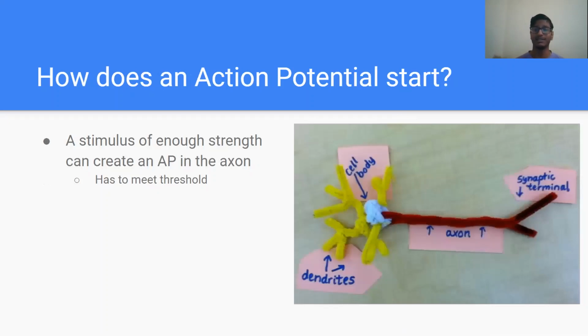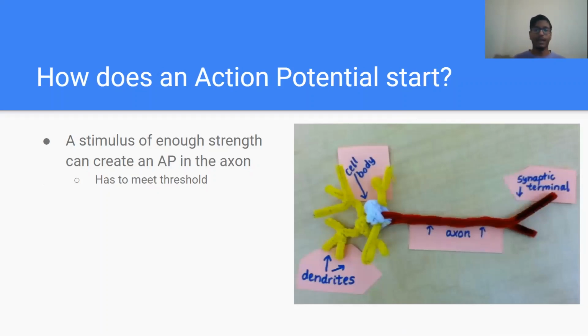So how does an action potential start? Well, an action potential requires a stimulus to start. A stimulus just means something that is going to trigger the start of an action potential. But it can't be any stimulus. It has to be something that meets a certain threshold.